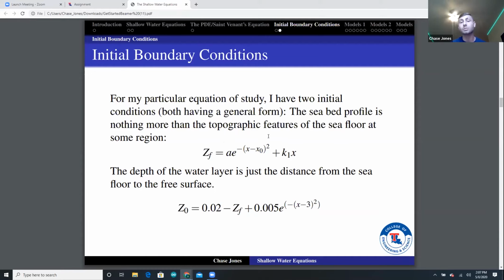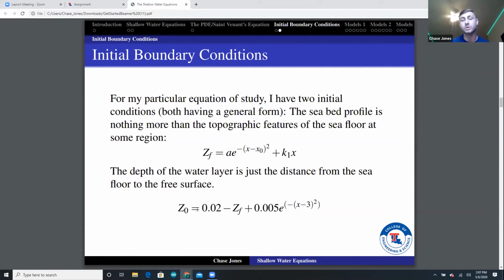This X naught term is the location at which that local or global extrema occurs in the system, and the K1 is the linearization of the seabed. So essentially the slope of the line before and after the sea ridge is implemented. The depth of the water layer, again, is just the distance from the seafloor to the free surface, and I've kept this equation the exact same throughout in every single equation that I modeled in COMSOL.